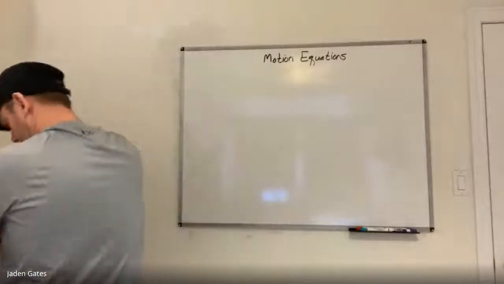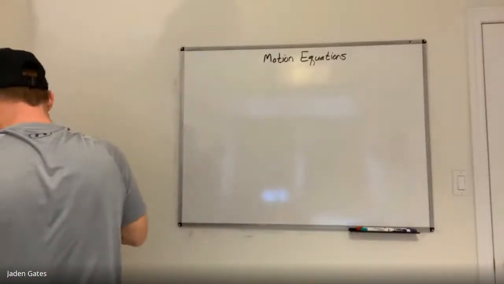All right, so let's see here. What do we got next? A sailboat. All right.